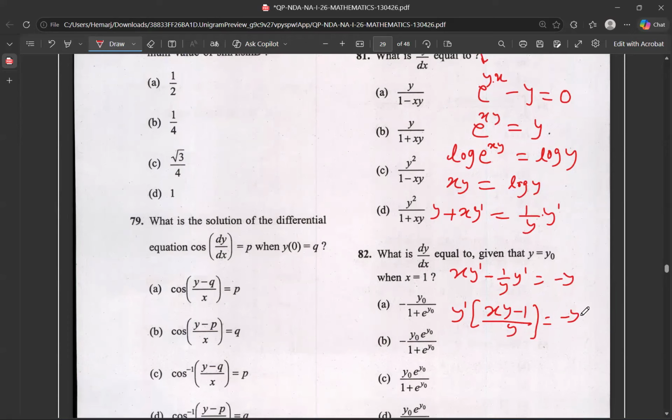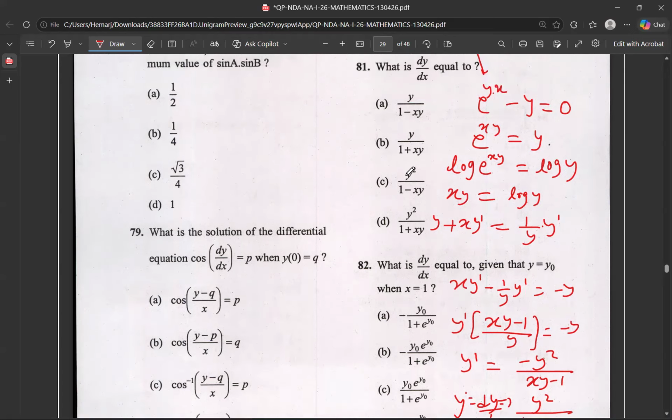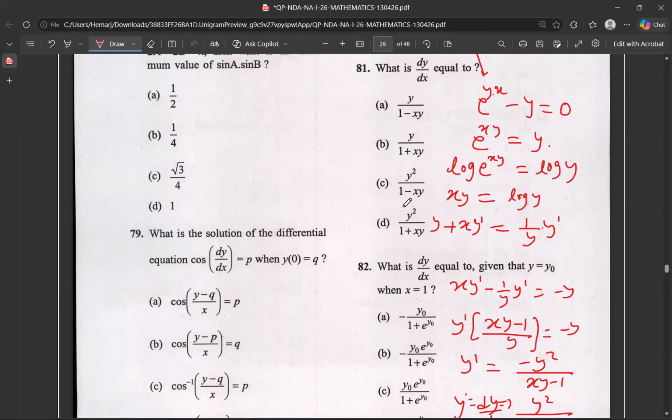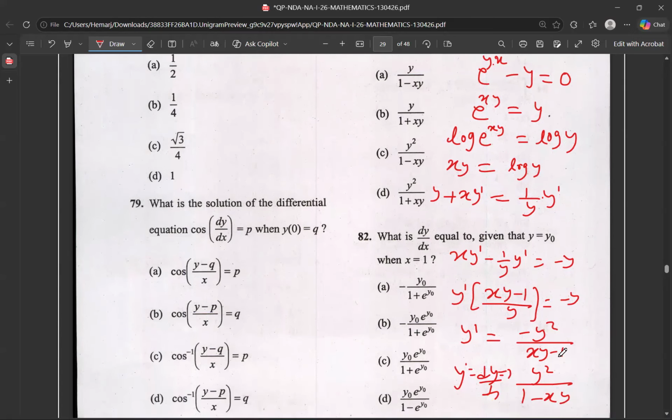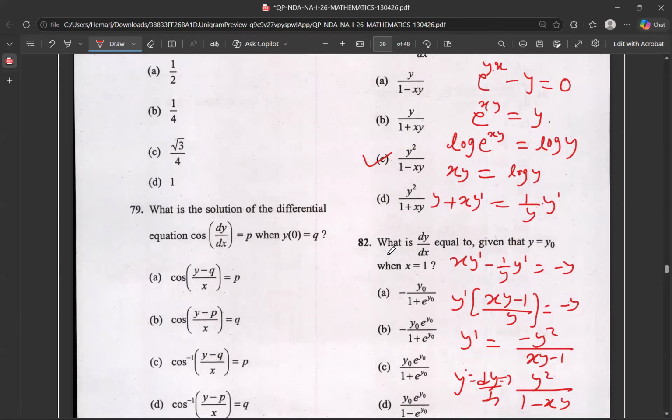Now take the whole thing to the right hand side. This will become y dash equal to minus y square divided by xy minus 1. This can be written as y square divided by 1 minus xy. So the value of the derivative of y is y square divided by 1 minus x into y. As per the options, option C is our right answer.